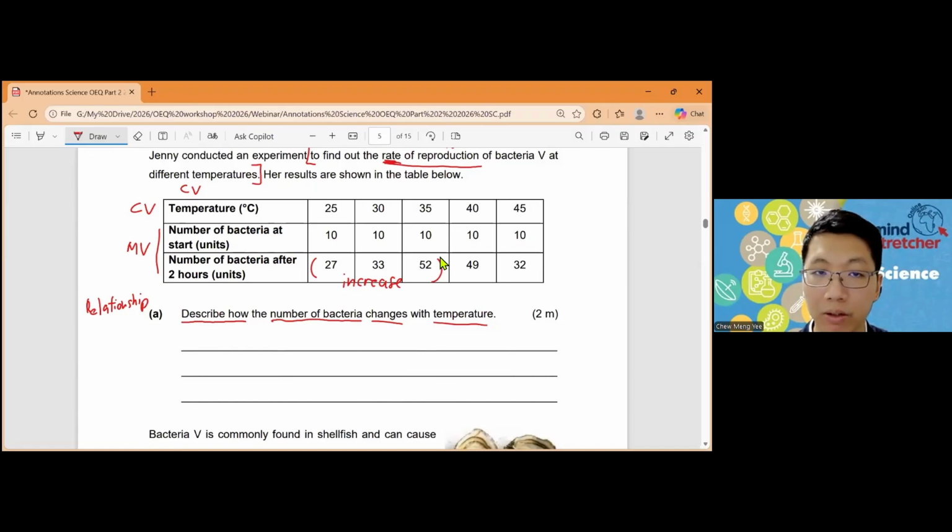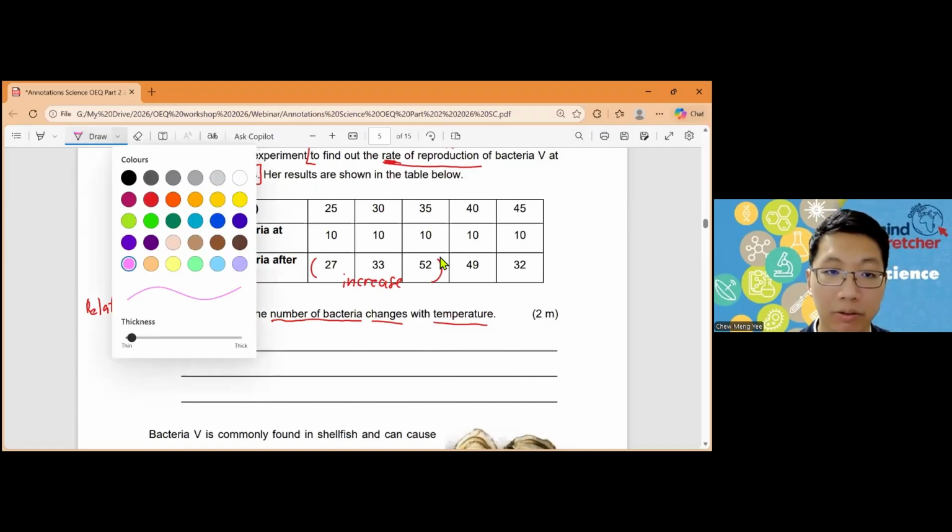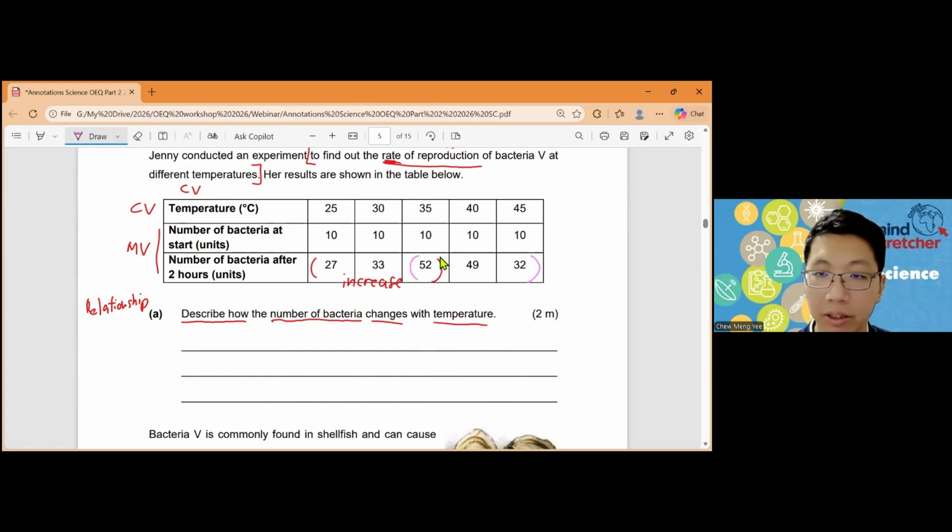From 52, okay, let me use another color. Maybe you can see. Okay, 52 to 32, this is a decrease. So you can see it is a very clear difference. It increases from 27 to 52, then it decreases from 52 to 32.